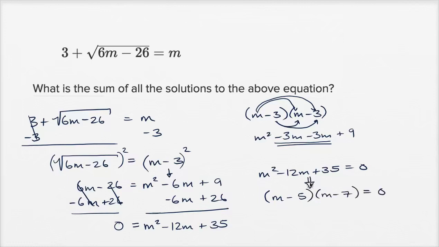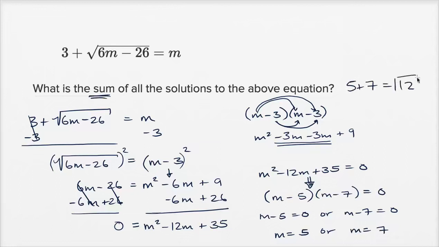And if this step does not make sense to you, where I factored this quadratic, I encourage you to look up factoring quadratics on Khan Academy to get a little bit more practice. But if I have the product of two things that equal 0, that means that one or both of them need to be equal to 0. So m minus 5 could be 0, or m minus 7 would be equal to 0. To make m minus 5 equal to 0, you just add 5 to both sides. You would have m is equal to 5, or same thing over here, add 7 to both sides, m is equal to 7. So the two solutions are 5 and 7, and if you want the sum of all the solutions, it's going to be 5 plus 7 is equal to 12.